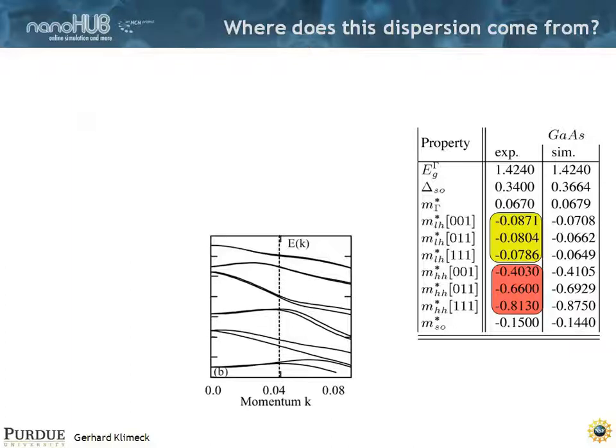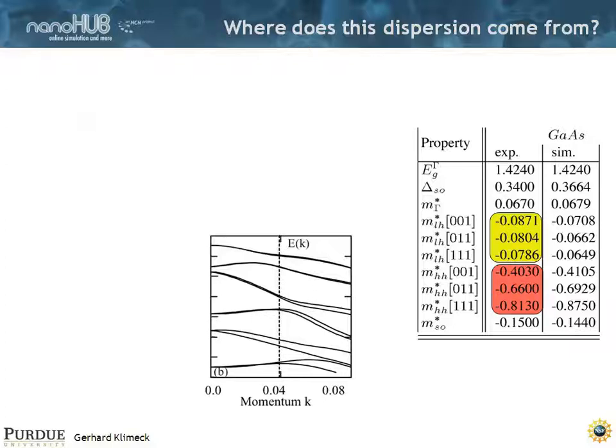On the right column, what I'm showing you here is the parameterization of our tight binding model that we use in this calculation, where we get the gap right, we get the split-off coupling okay, the effective mass in the conduction band, and we're doing all right with these masses. We're not doing extremely well. This is an sp3s star model. This work was done before we started to use the sp3s star d5 model.